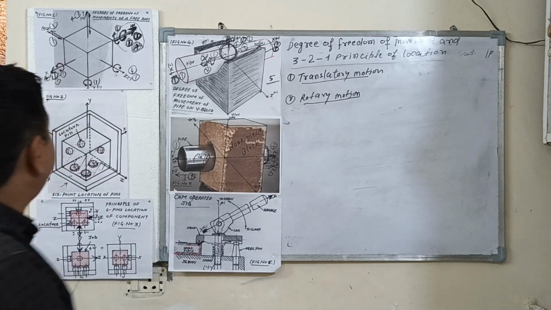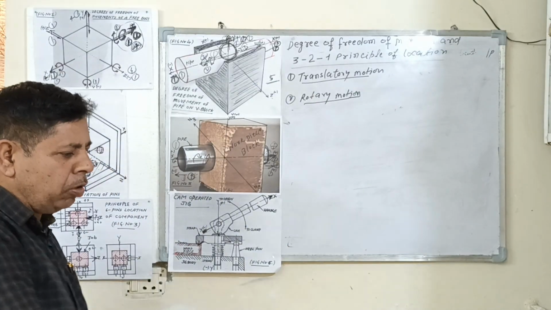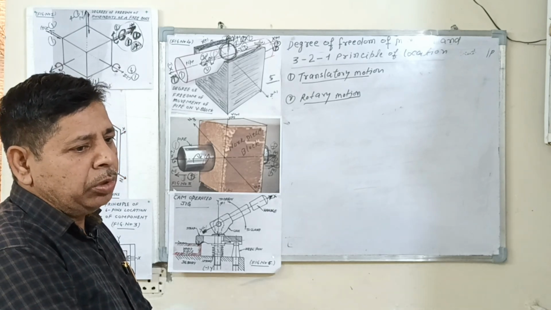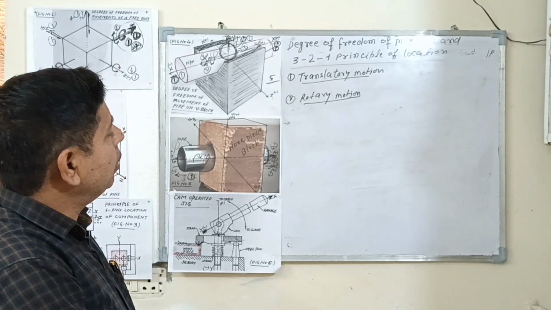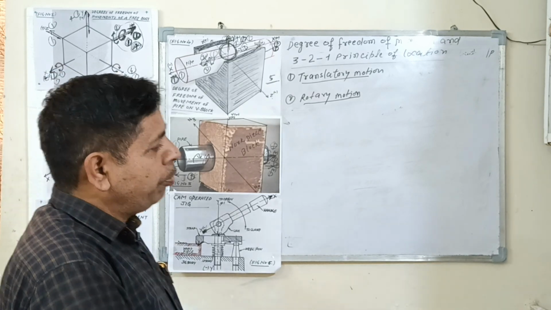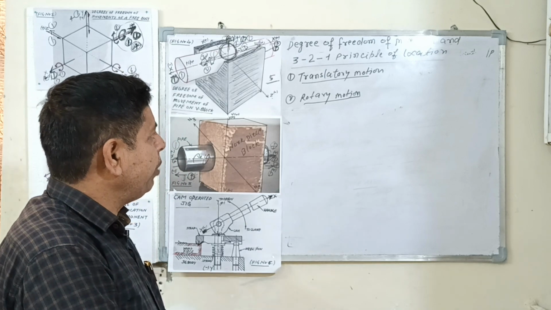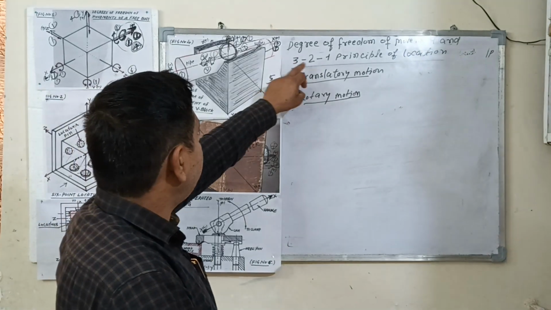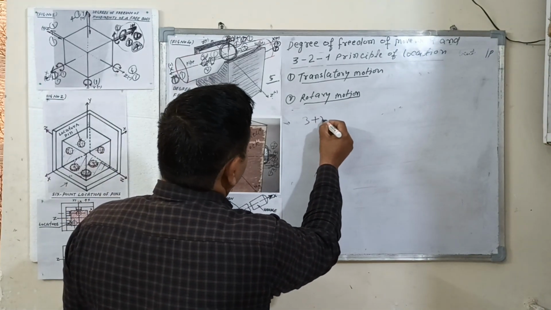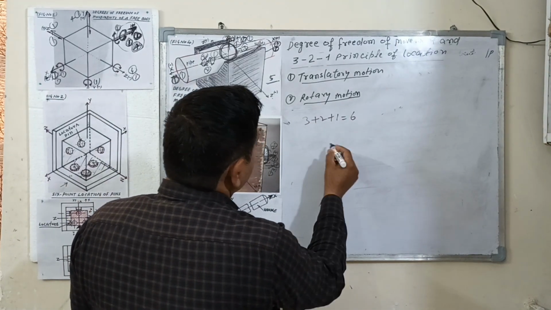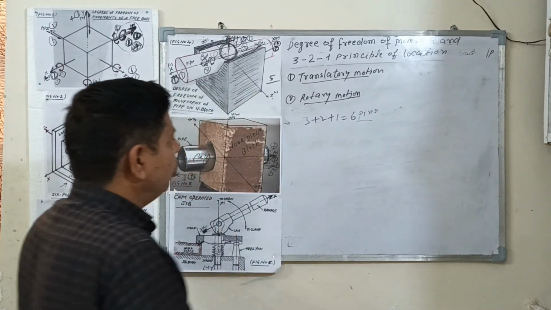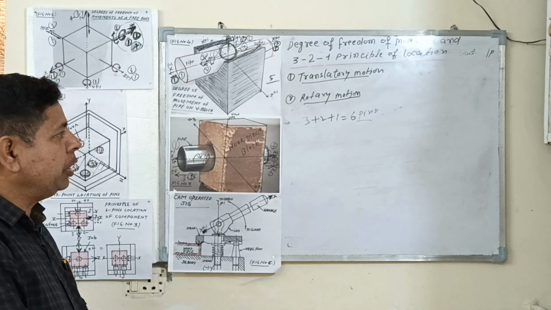The degree of freedom plays a very important role in the use of jigs and fixtures. So how to locate the workpiece on a jig and fixture? The workpiece is located on a jig and fixture with the help of the 3-2-1 principle of location. 3 plus 2 plus 1 is equal to 6. The 6 means 6 pins. The 6 pins are used to locate the workpiece on a jig and fixture.